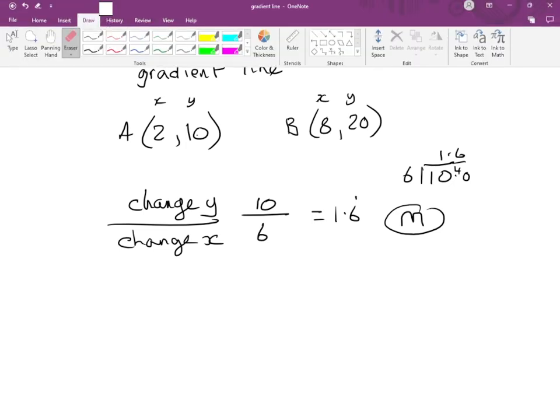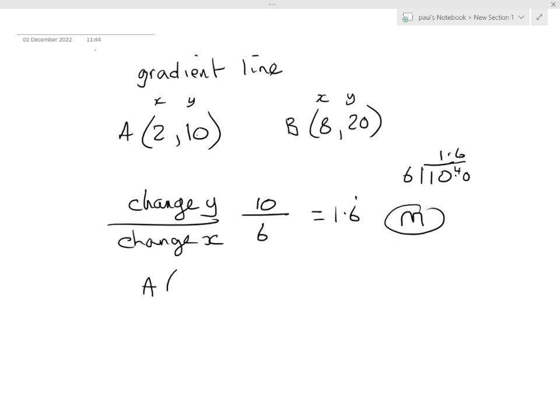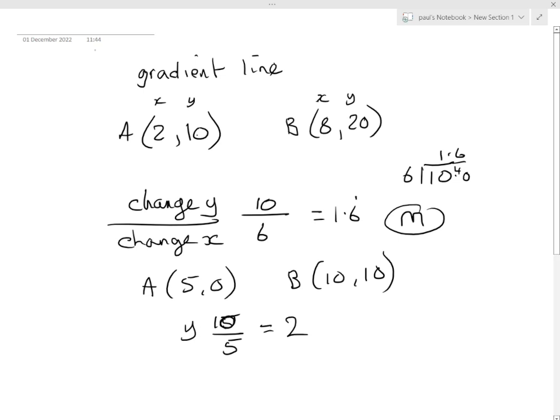You can't go backwards because remember everything's got to go from left to right. So if we have A as 5, 0 and B as 10, 10, do it that way around. So the change in Y is 10, getting in a muddle here. The change in X is 5, so that equals 2. Yeah, so you can't go backwards along a line. I think that 5, 0 is there and 10, 10 is there. So I was trying to go the wrong way around at first. So that is no good.